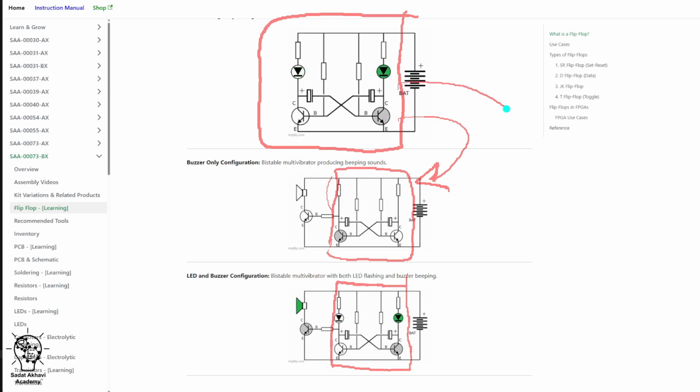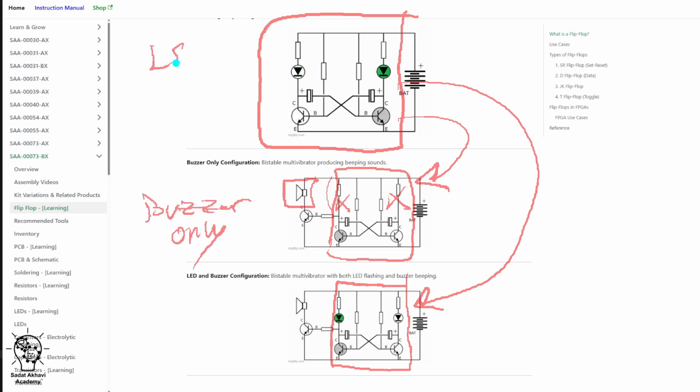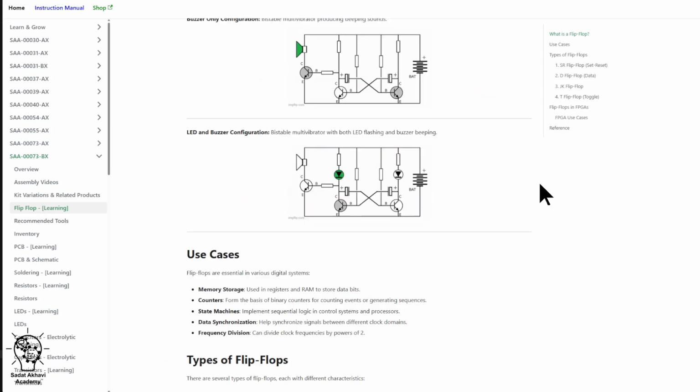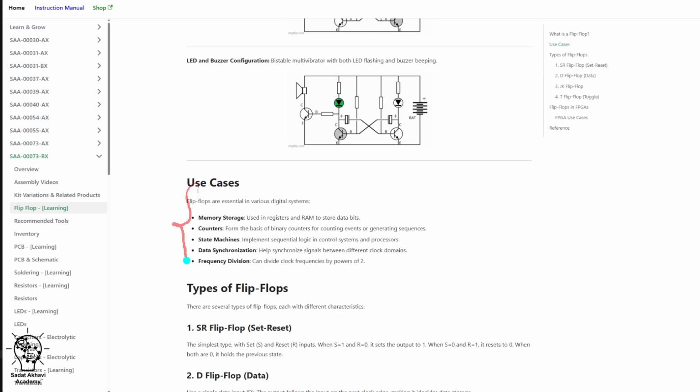The same circuit and concept could be used to achieve different results. Here, the flip-flop circuit is used to drive a buzzer. Here, the flip-flop circuit is used as the driver circuit for LEDs. And here it is used for a combination of LEDs and a buzzer. There are many other examples of what flip-flops are used for, like memories, counters, and many other logical operations.